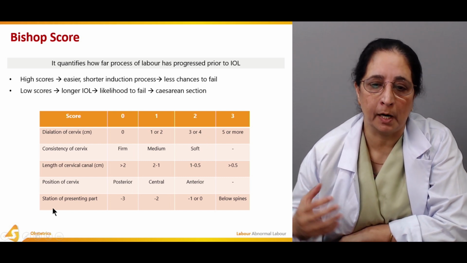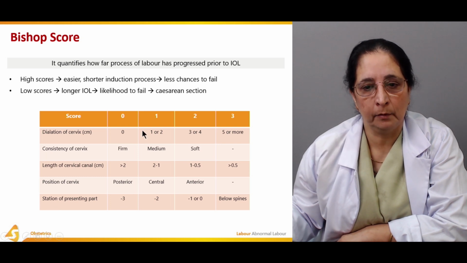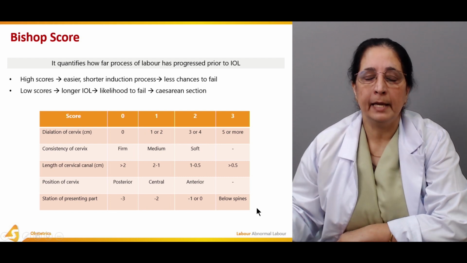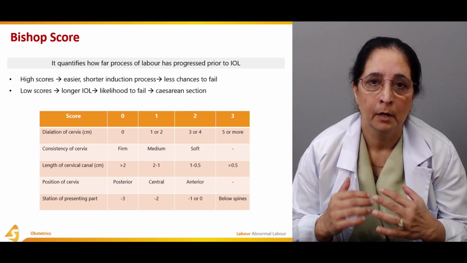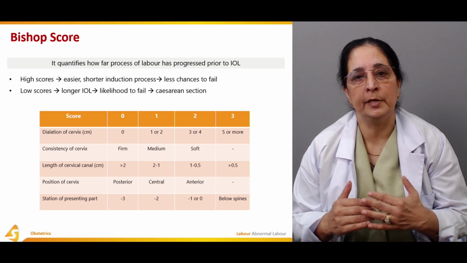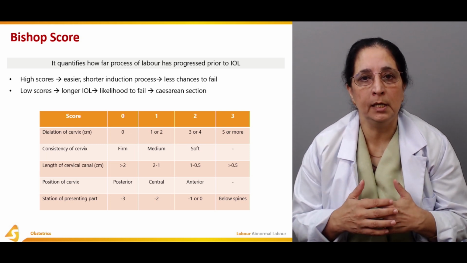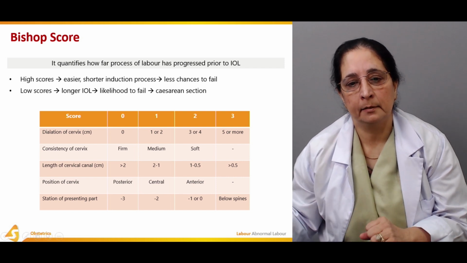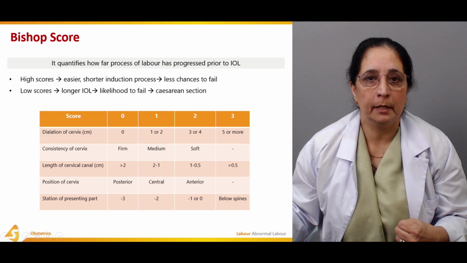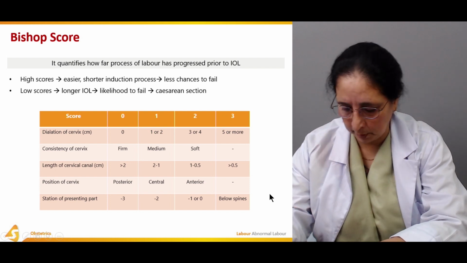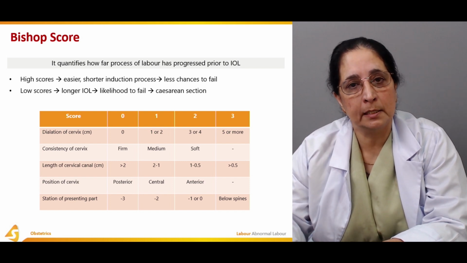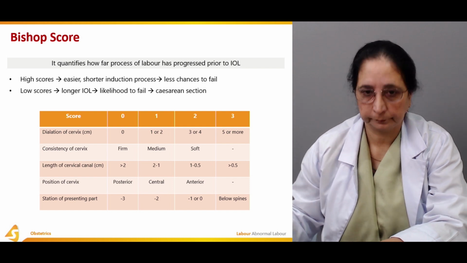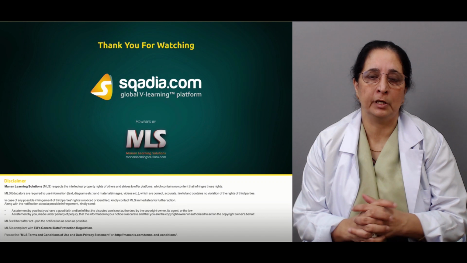Station of the presenting part: -3 is 0, -2 is 1, -1 or 0 is 2. The ischial spines are the landmark for the measurement of station of the presenting part. If it's below the ischial spines, then the score is 3, which is a good indication. So all this constitutes the Bishop score, and that helps us find out how far the process of labor has progressed. So that was all about section 4.